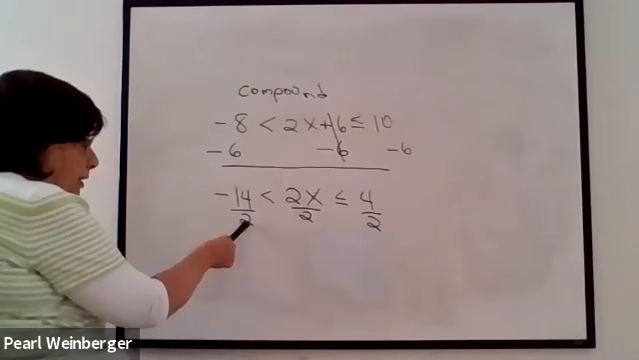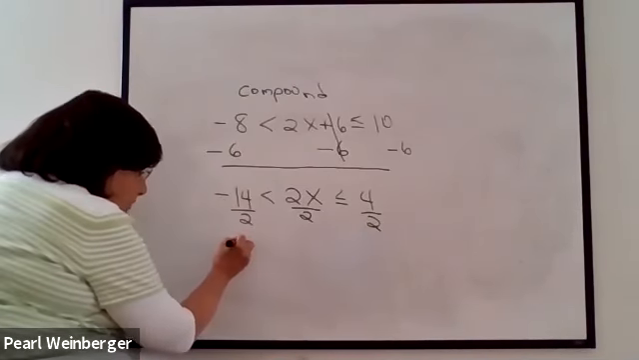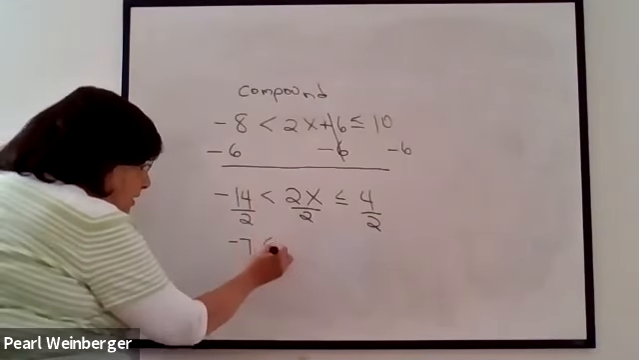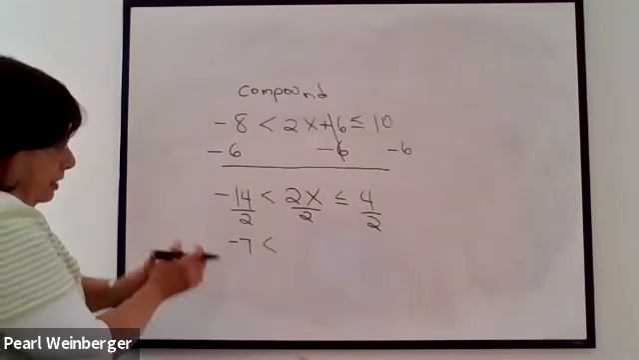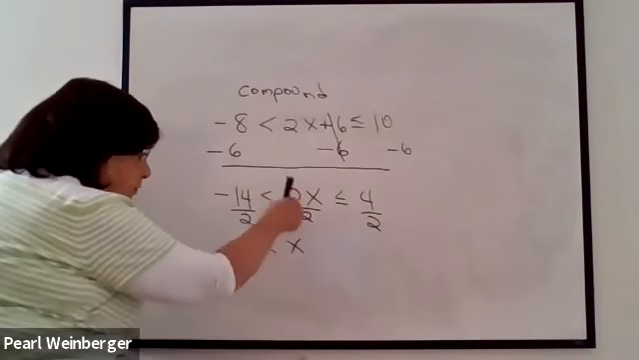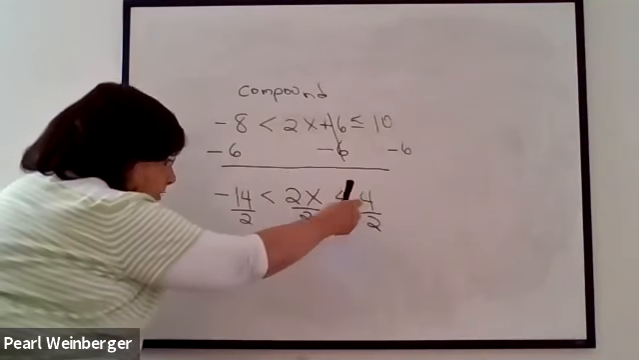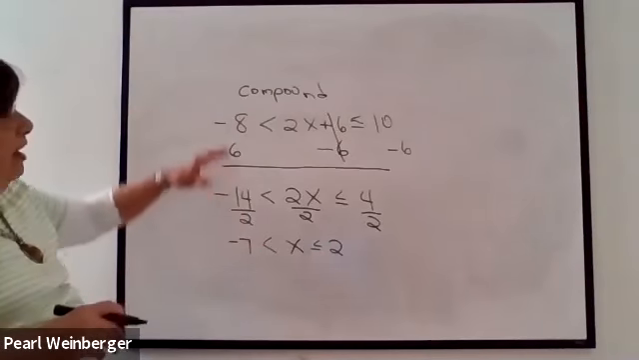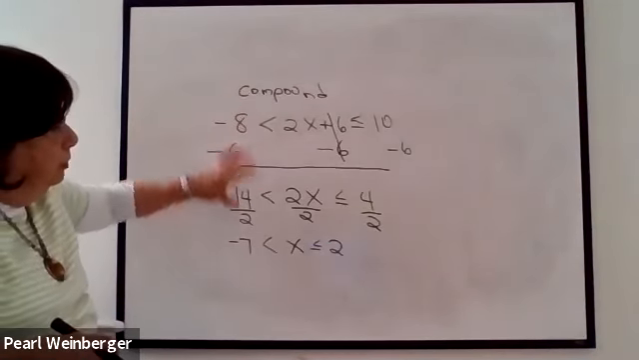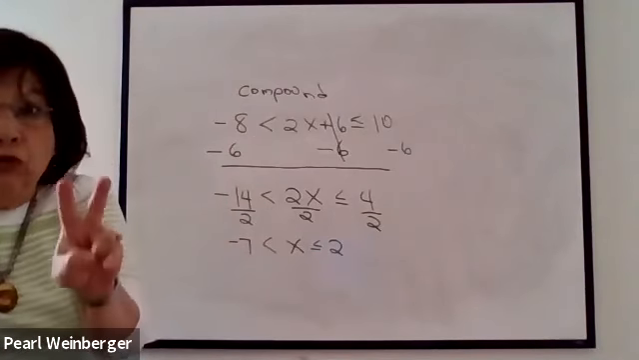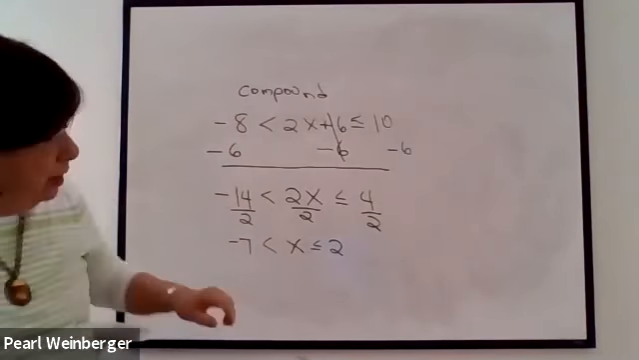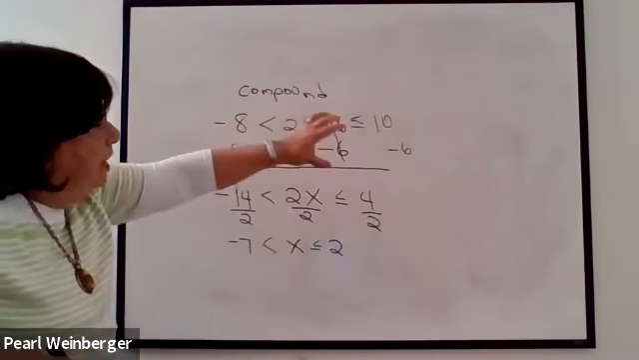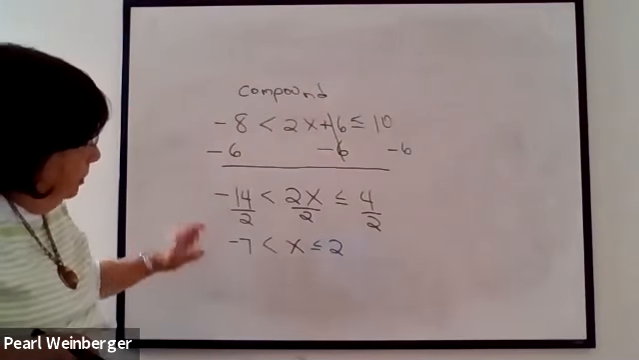Okay, so now I'm just finishing this up. The -14 divided by 2 is -7. I'm dividing by a positive number, so I'm leaving these inequalities the same way. They're less than inequalities. 2x divided by 2 is x, and 4 divided by 2 is 2. So I've solved it. Look at how easy this was. It really was just 2 steps. I solved 2 inequalities at the same time because these really involved doing the exact same work on both of them.